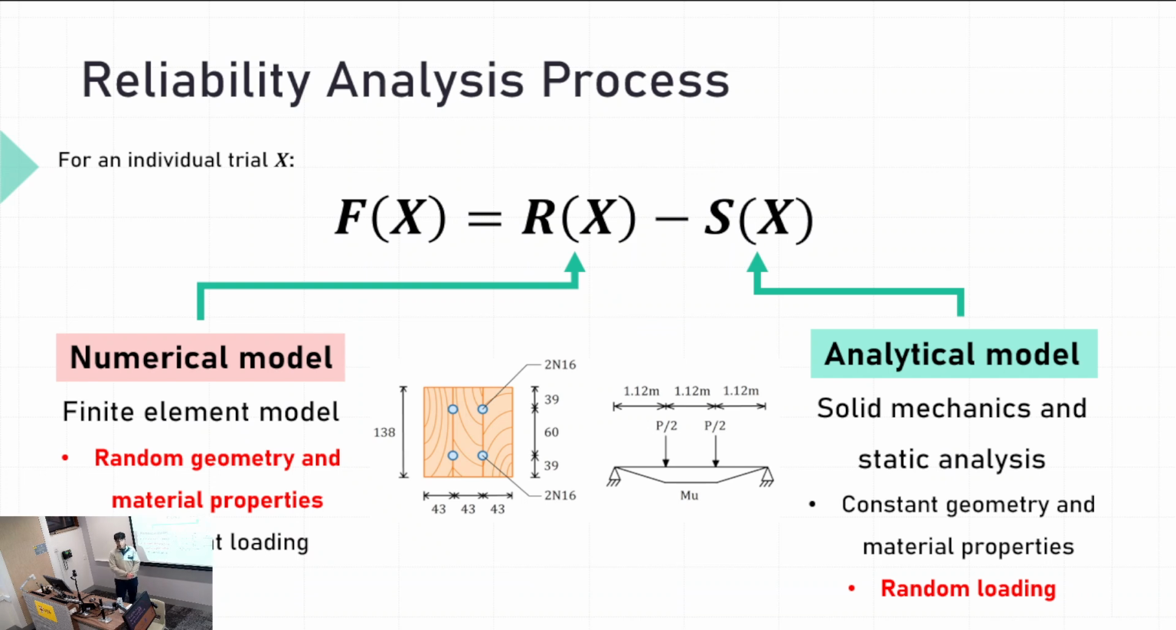Okay, back to that limit state function, we're looking at an individual trial X. To calculate the resistance, we use a numerical model. We use finite element modeling, and we randomly generate the geometry, like the depth and the breadth of your section. We randomly generate material properties such as the strength of the timber, the strength of the steel, and the area of the steel. And we apply a constant load until it breaks. That essentially simulates a lab test.